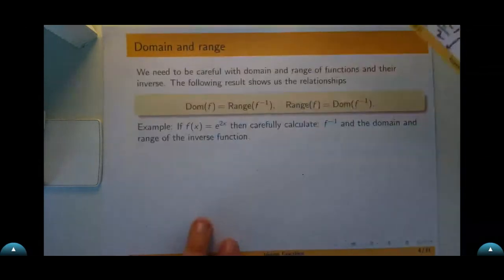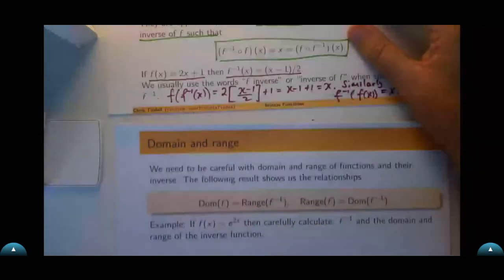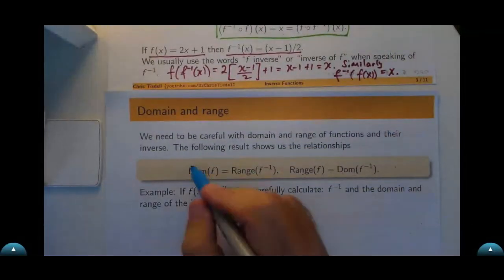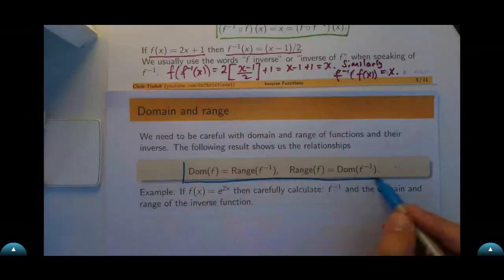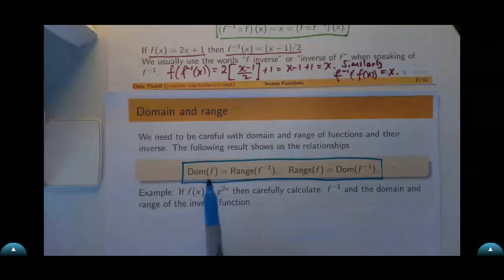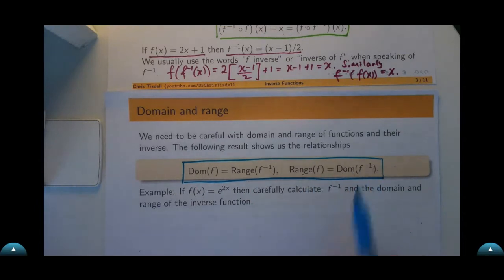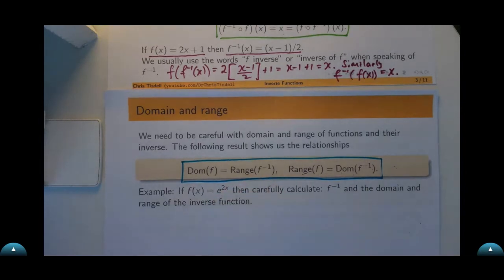How do we actually calculate these things, and what's the relationship between the domain and the range? Let's talk about this first. We just have to be really careful when we talk about domains and ranges of the inverse. So the domain of the function is equal to the range of its inverse, and the range of the function is equal to the domain of its inverse. This is best illustrated through a picture, but let's do an example first, and then I'll show you a picture. If this is our function, calculate the inverse and the domain and the range.